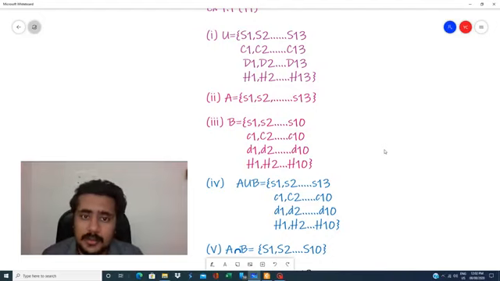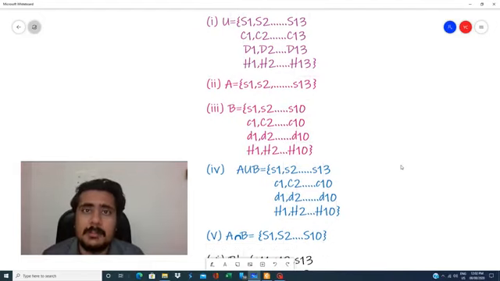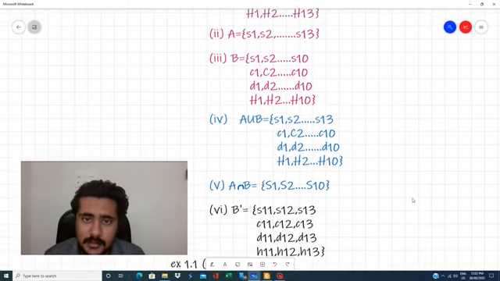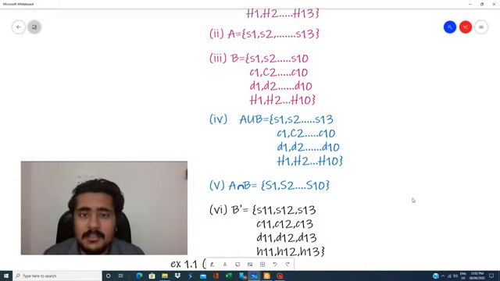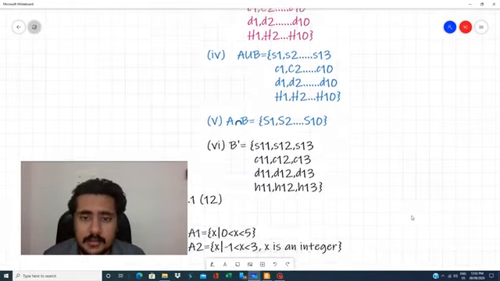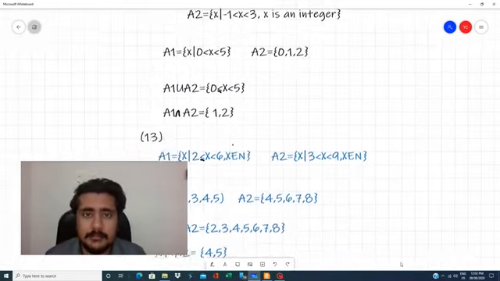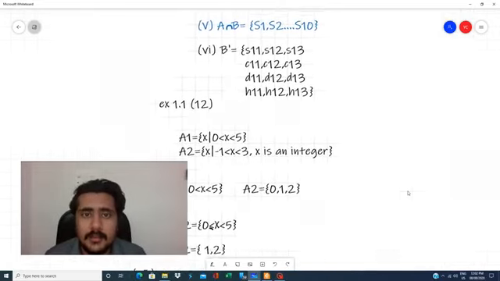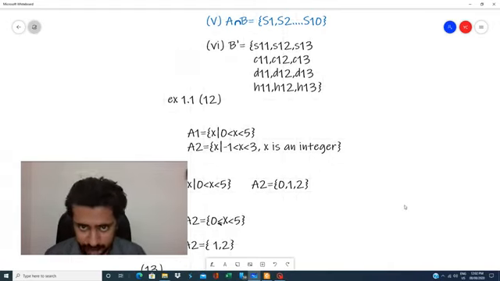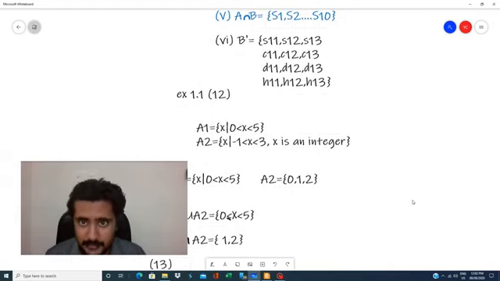Okay, A was the card of spades, so it was from S1 to S13. D was the number cards. So it was S1 to S10, C1 to C10, D1 to D10, and H1 to H10. Okay, then we have done the union and intersection for the same, and we have done B dash. B dash is the cards other than B. So B was the non-face card, so B dash was the face card. So that is also from S11 to S13.